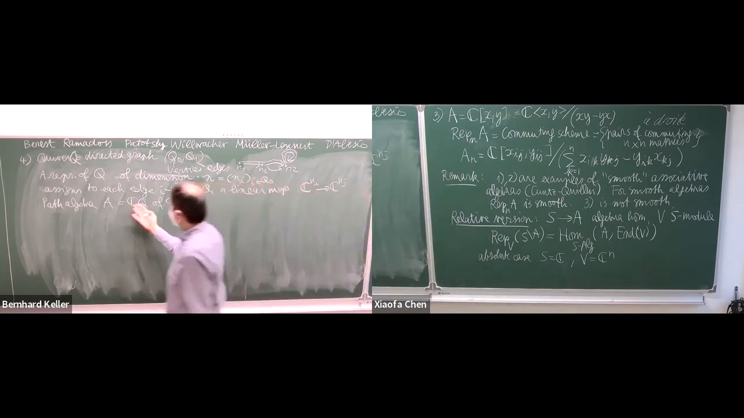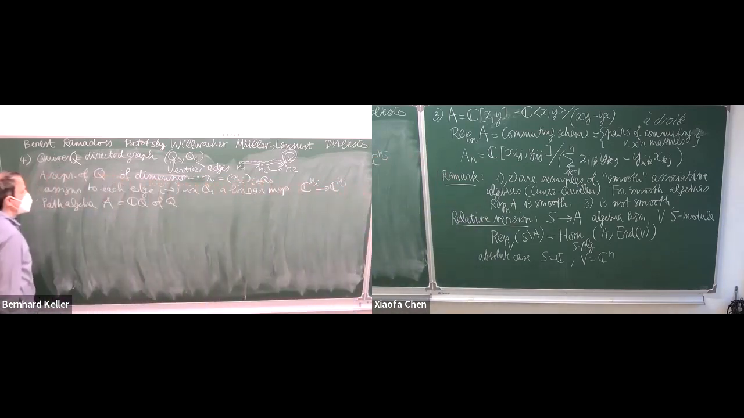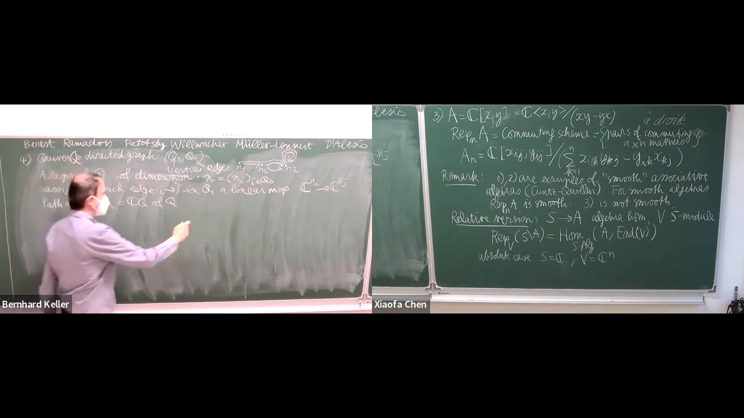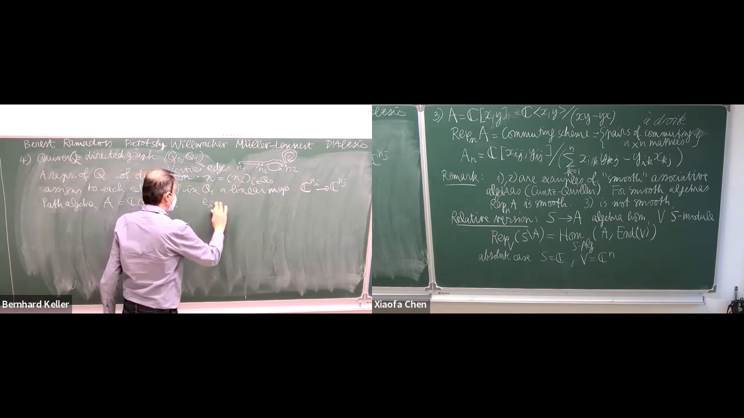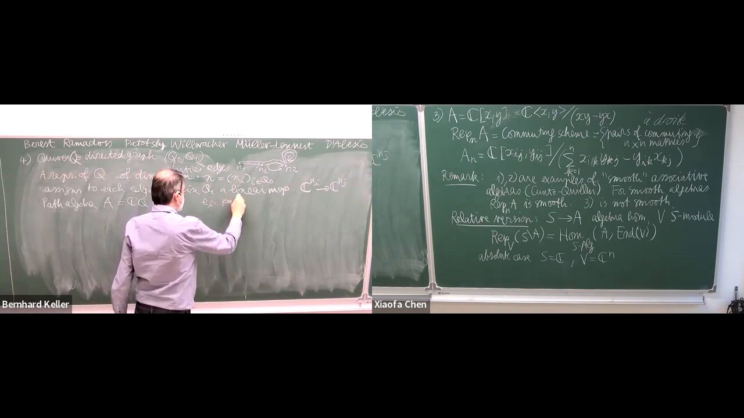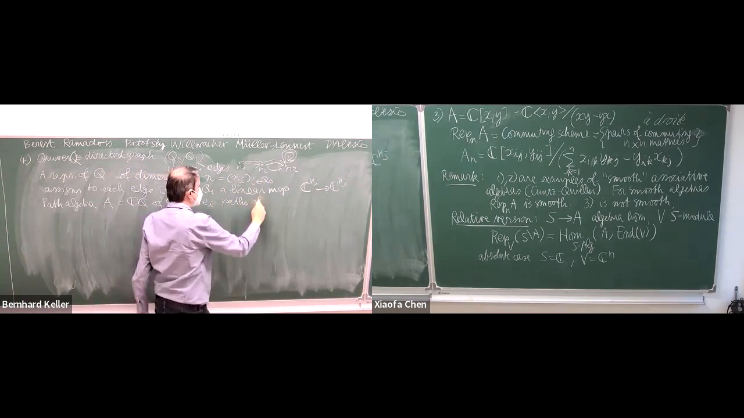So you have an algebra A, which is spanned by paths, and then you have some idempotents, the e_i. If the paths don't match, the product goes to 0.